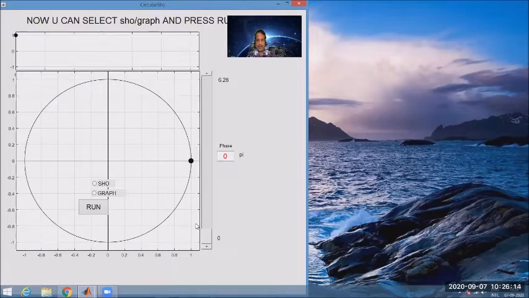I use this slider to change the value of phase continuously and observe what happens. Each value of phase corresponds to one position on the circle. Let us observe this. As the value of phase increases, you complete half the circle, and 2 pi completes one circle. Another example of periodic motion is to and fro motion. So we can observe that also.